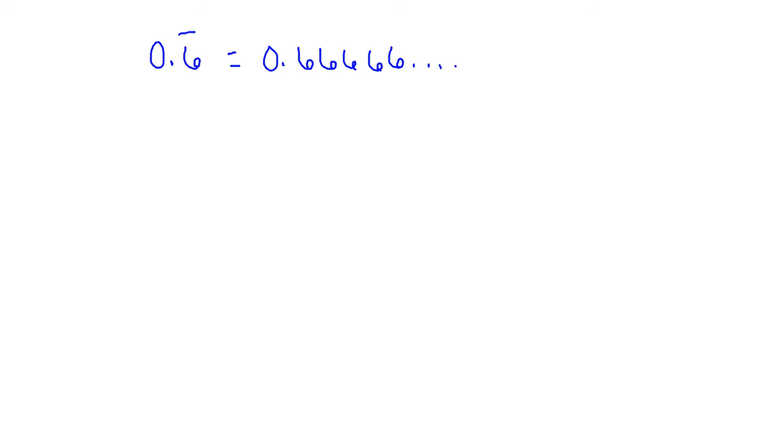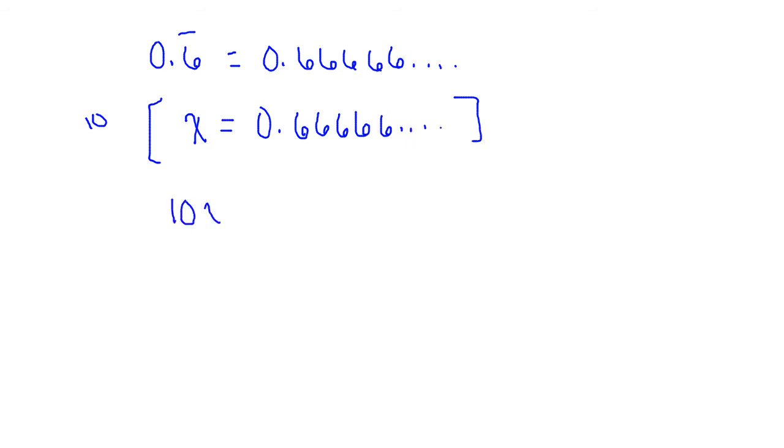So we do a little bit of algebra, a little bit of math magic to get this back into fraction form. I'm going to give this a name. I'm going to say that x is 0.6666 repeating. Now what I can do is take this entire thing and multiply it by 10. So 10 times x is 10x.